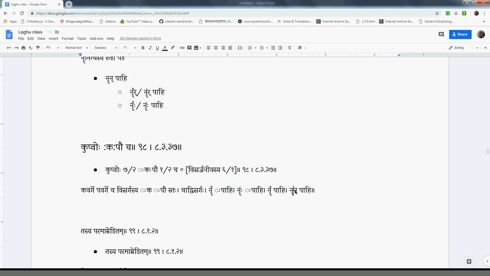This nakara does not seem to be right there. Let me check. Yeah, visarga jivha mulya. Okay, I'll cross check this. I don't see this. This may well be a typo. Let me check in another book. I don't know what you guys have. Rune Pahi, okay.